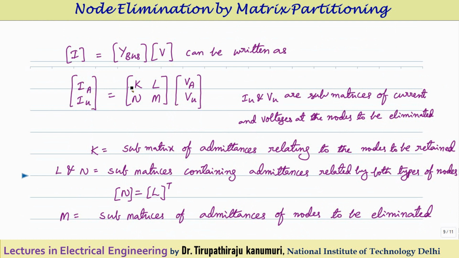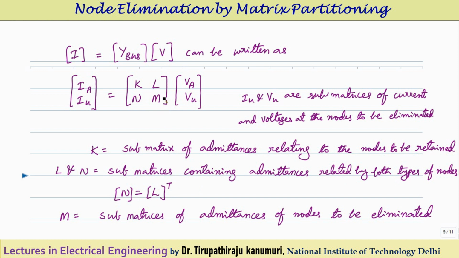So, IA, IU. This Y bus matrix, as I have told before, we can partition and divide into 4 matrices K, L, M and N. Here K is the submatrix of admittances related to the nodes to be retained. Whichever nodes should be retained will be in the matrix K. And the matrices L and N are the submatrices containing the admittances related to both types of nodes. That means the nodes which should be retained as well as the nodes which should be eliminated, both components will be there in L and N. And we also know that the value of N is equal to L transpose.